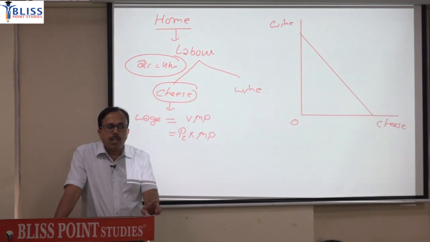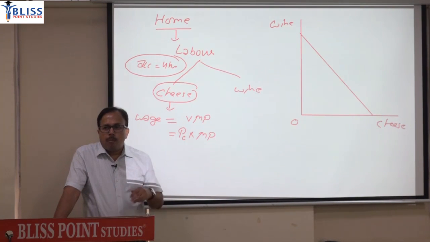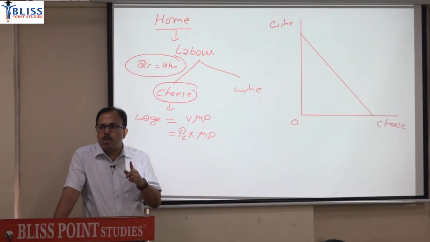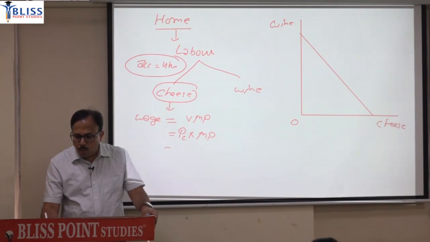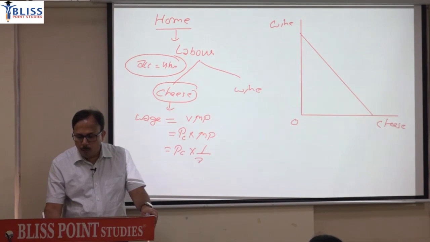To produce 1 unit of cheese you take 4 hours. And what is the meaning of marginal product? Marginal product measures how much quantity you can produce in 1 hour. So if you take 4 hours to produce 1 unit, in 1 hour it is 1 by 4. 1 by 4 means 1 upon ALC. So marginal product of labor is 1 upon ALC.